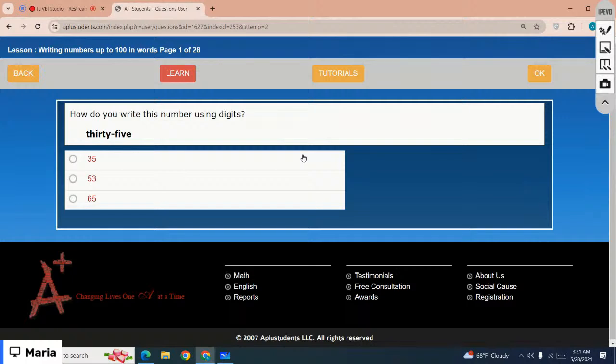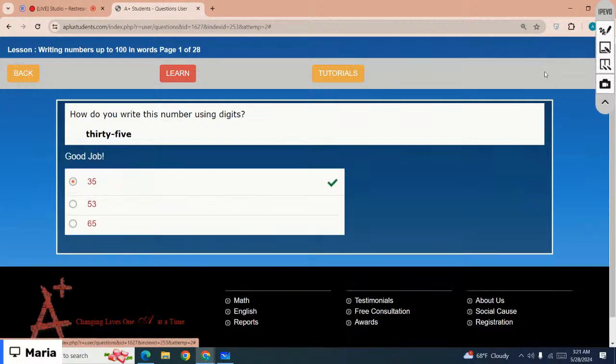How do you write this number using digits? 35. Yes, very good. That is option number one. You can write it as 3 and 5. 35. That makes 35.